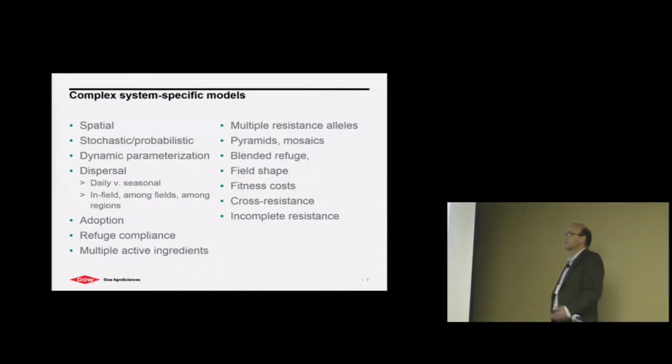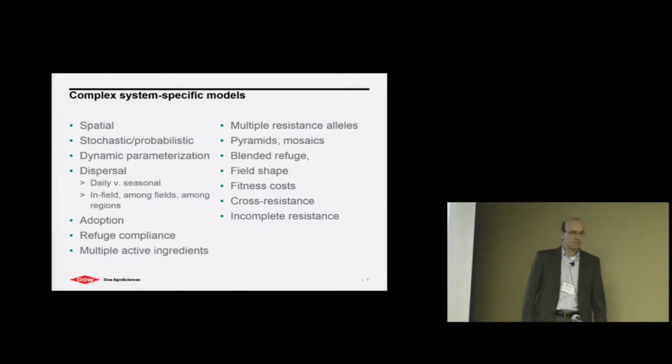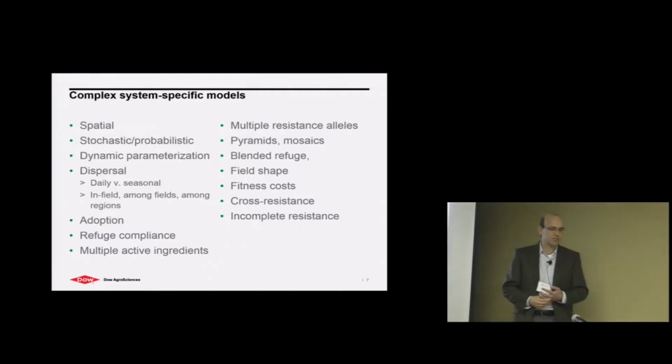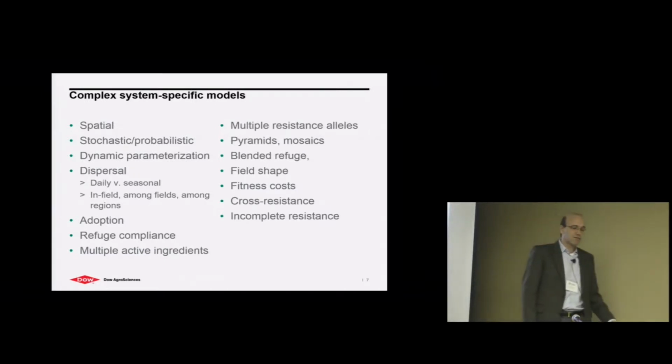So then we do end up adding these complex, and they become, as I say, very system-specific models with all these processes that we missed out from the initial models. Stochasticity, dispersal, you've got daily dispersal versus seasonal dispersal, you've got local host finding and mate finding versus true ecological dispersal, so within fields, among fields, across a landscape. We can start looking at adoption of the technology, we can look at refuge compliance, and we can reflect the reality that it's not just a single toxin out there today.